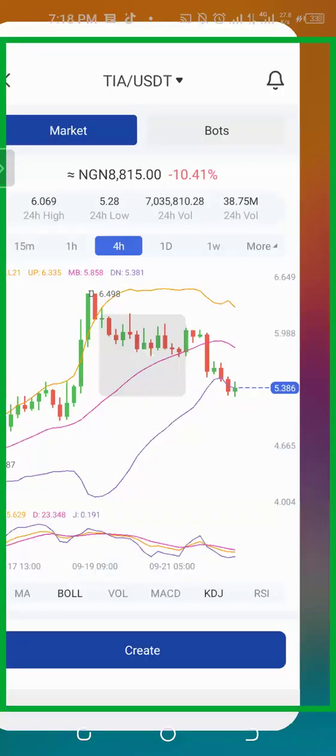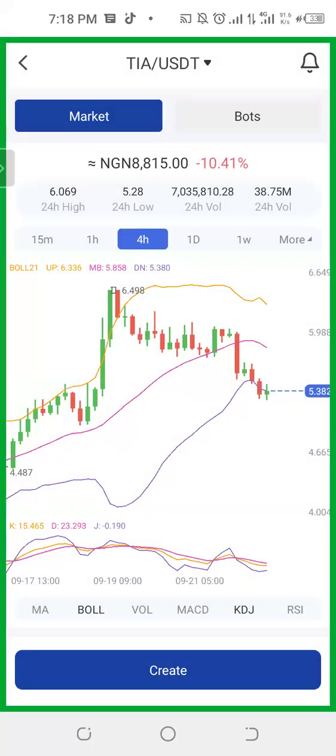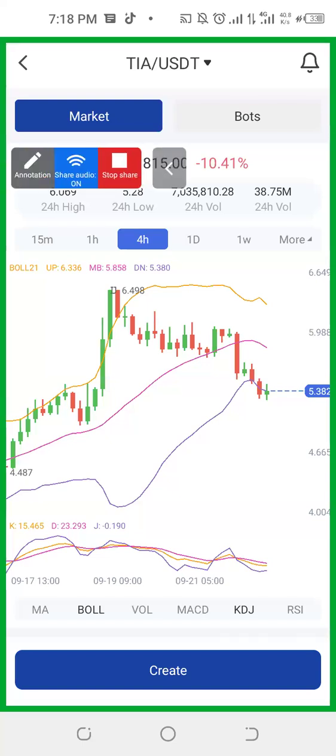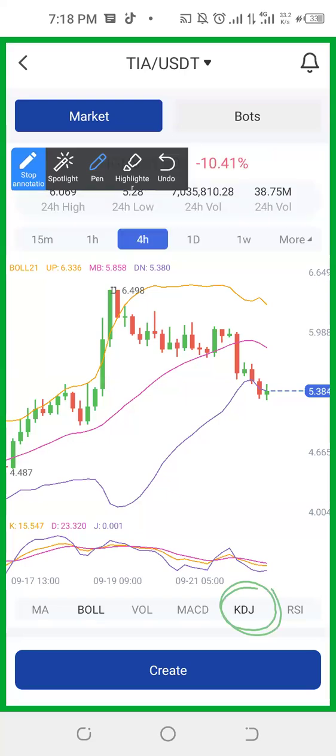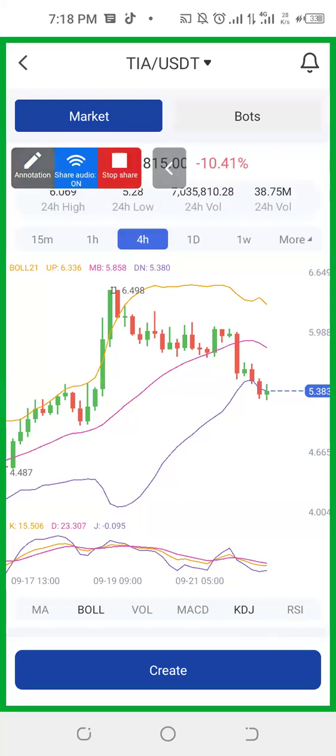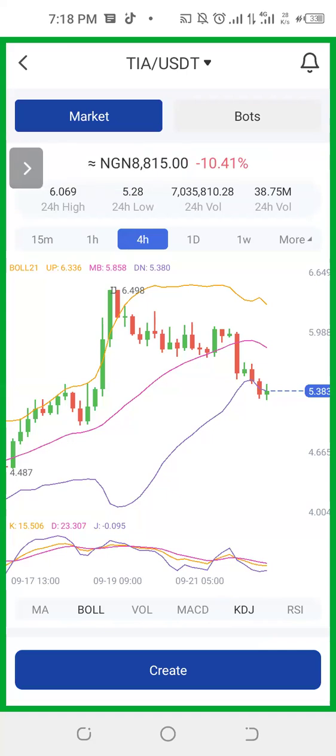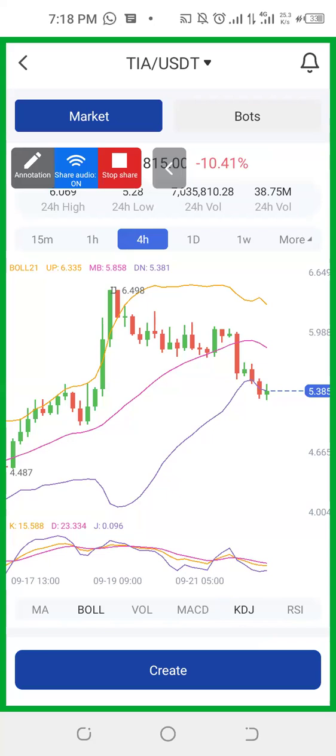Now, the KDJ indicator is what we want to talk about now. The KDJ is down here, this one. The KDJ has 3 lines. One line is purple. Okay, let me just draw the pattern.